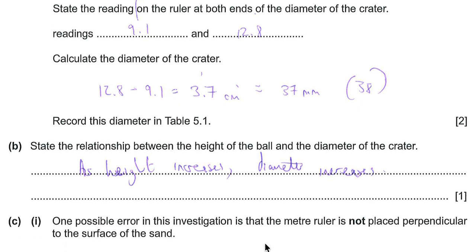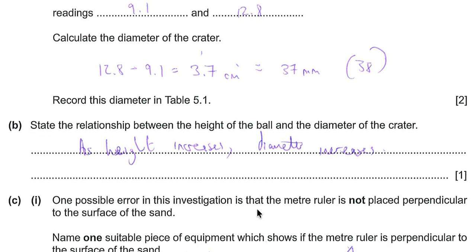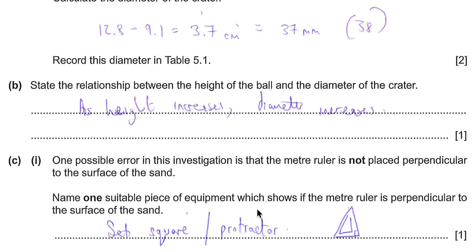Now, one possible error in this investigation is that the meter rule is not placed perpendicular to the surface of the sand. Name one suitable piece of equipment to show if the meter rule is perpendicular. I'm really glad this has come up because I don't think this is one that students will know. You can use something called a set square. A set square, I've tried to draw it here, is a sort of triangular ruler. It's fixed at 90 degrees to make sure that the vertical and the horizontal are at right angles to each other. It's a nice piece of kit. Haven't seen it in many labs.